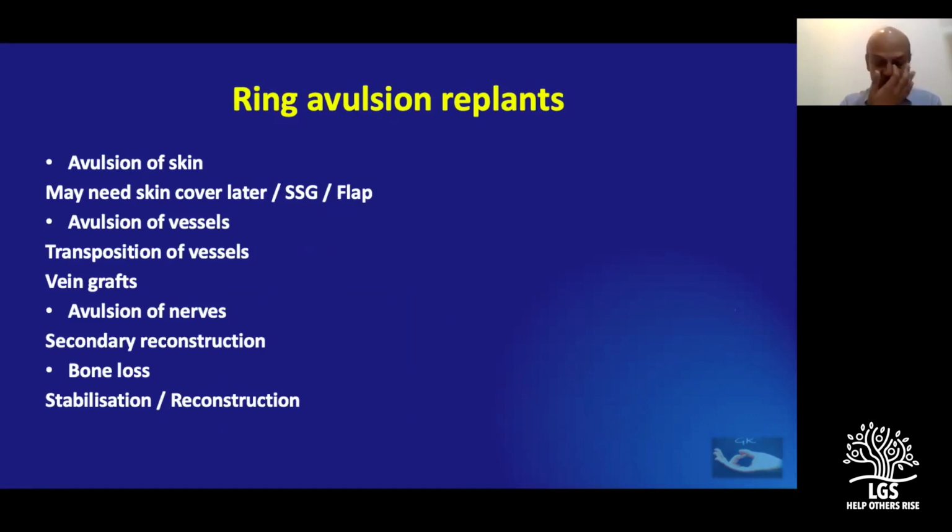Next we come to avulsion replants. When we say avulsion, obviously we have seen what the avulsion entails. It entails avulsion of the skin.